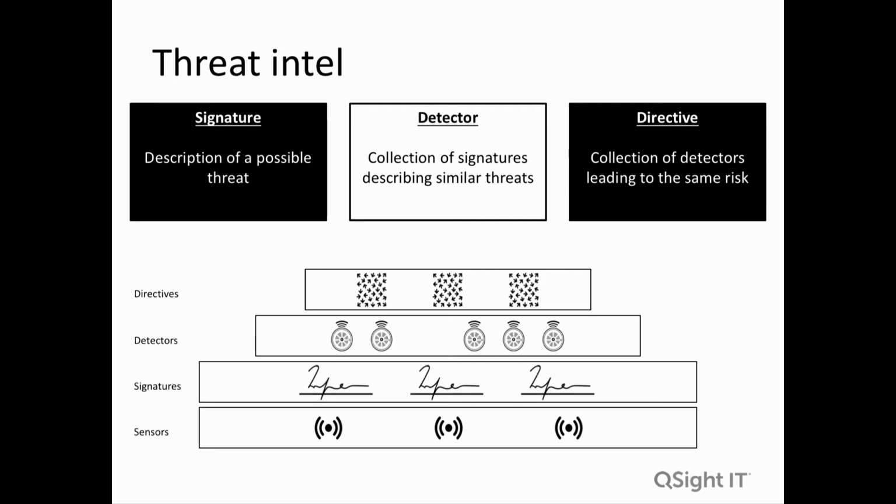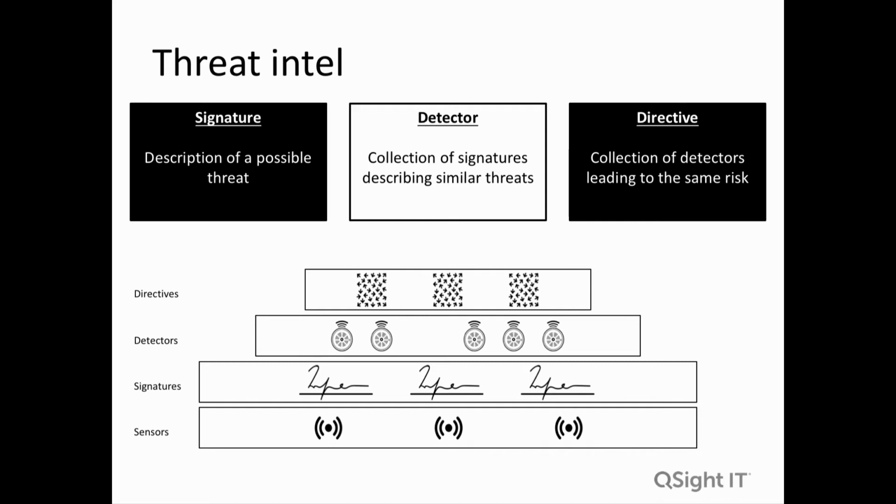Threat intel. What is it? Just to give you some idea. On the lowest level, we have the sensors, and they gather all the data, which is obviously meaningless. It's passed through and we ask, is this suspicious or not? Is this a threat or not? So the data hits a signature, yes or no. If it does, then we have to do something.